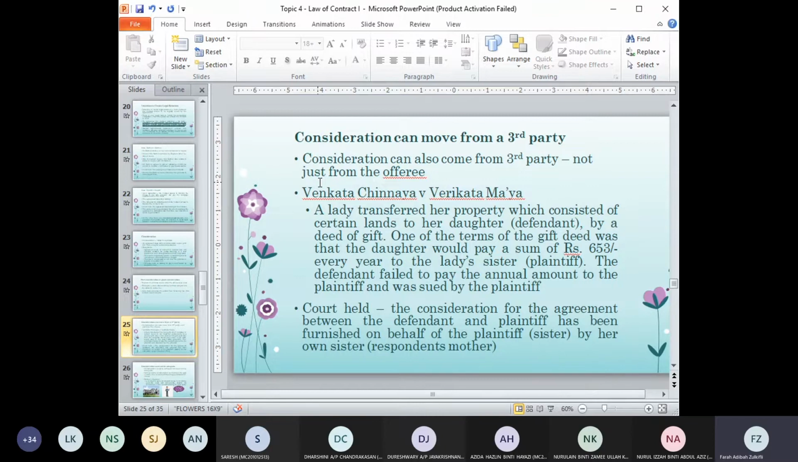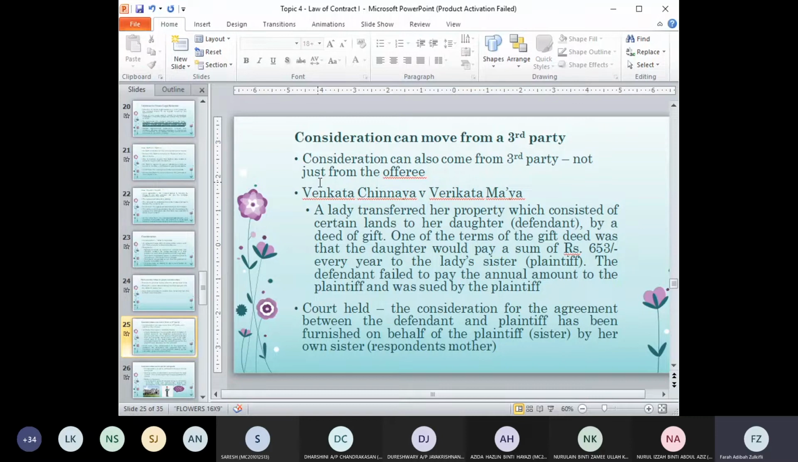So once the daughter got the property, the daughter failed to pay the amount promised. So the daughter does not transfer 653 rupees to the plaintiff every year. So the plaintiff, which is her mother's sister, sued. Okay, so in this case, the court held that even though the consideration does not come from the plaintiff, I mean the consideration does not come from the auntie, but comes from her mother, it is still a good consideration. So a consideration can move from a third party.